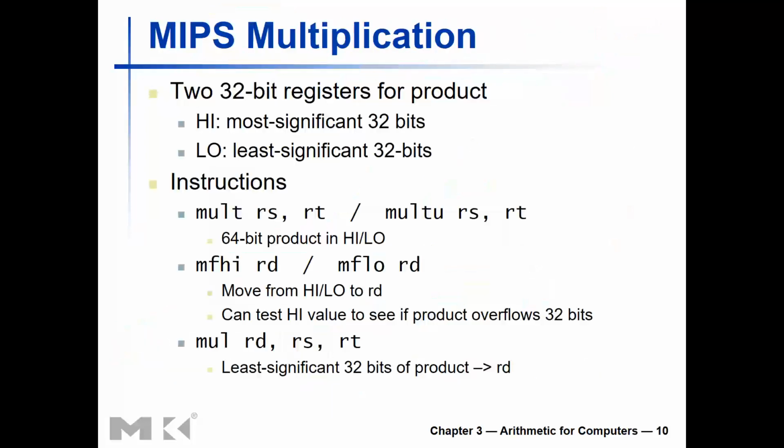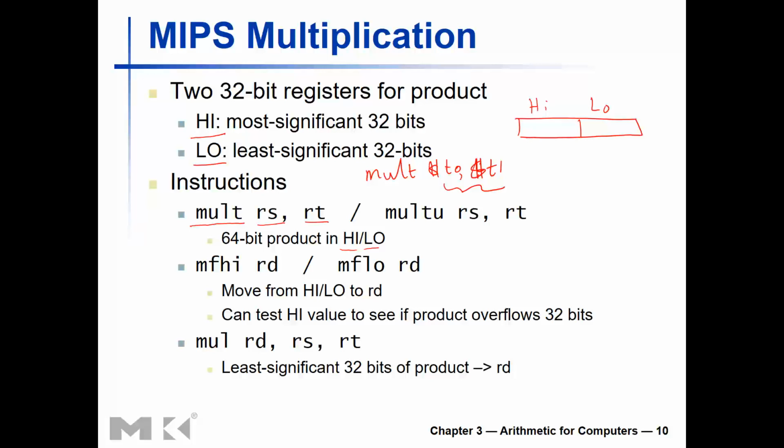Now, in MIPS multiplication, we have two registers used for the multiplication, the high and low registers. When we use the instruction mult or mult unsigned on two registers, say mult t0 and t1, the result will be in these high and low registers. Because each operand is 32 bits, the result has to go into 64 bits, which are the high and low registers. These are specifically dedicated for multiplication and division operations.